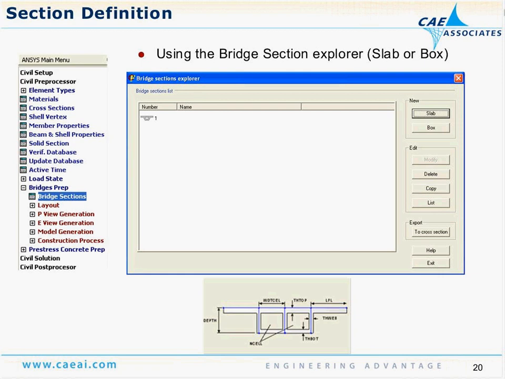And the creep and shrinkage you can either do in an equivalent modulus format, so it's a linear calculation, or you can do a time-marching solution where you can include the effects of creep, shrinkage, and aging on the concrete.